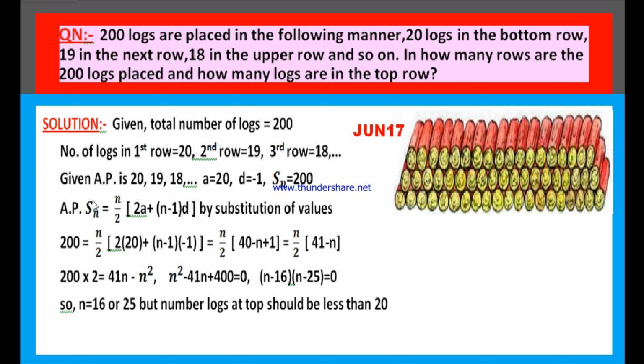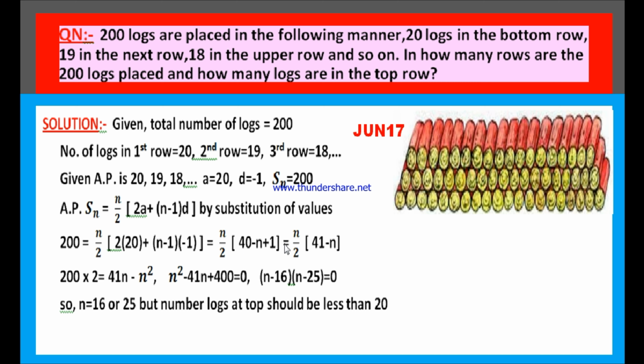Then write the formula for Sn in AP. In an AP, Sn is equal to n by 2 into 2a plus n minus 1 into d. Now let us substitute a is equal to 20 and d is equal to minus 1. We don't know the value of n, but we know Sn is equal to 200. Therefore 200 is equal to n by 2 into 2 into 20 plus n minus 1 into minus 1. 2 into 20 is 40. N into minus 1 is minus n. Minus 1 into minus 1 is plus 1. This is n by 2 into 40 plus 1, 41 minus n.